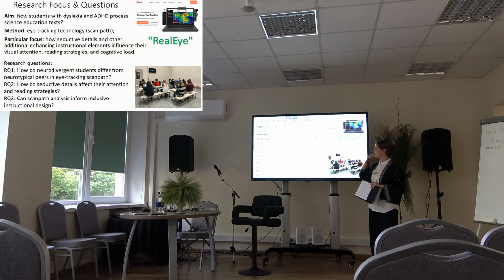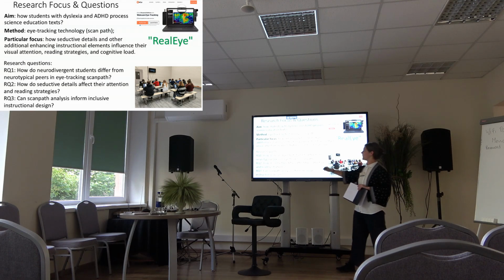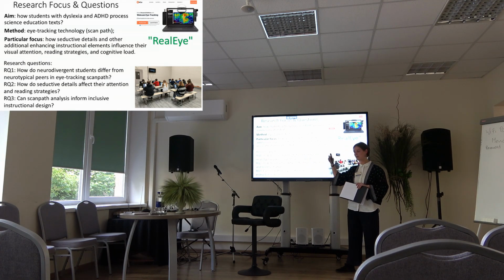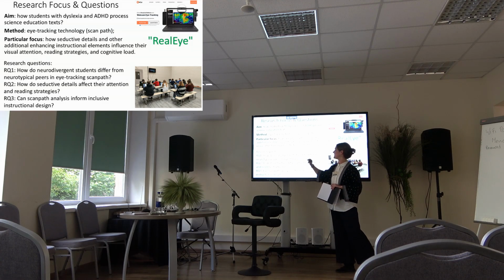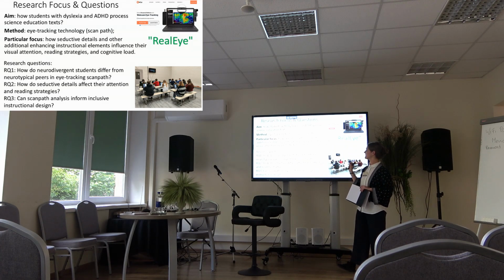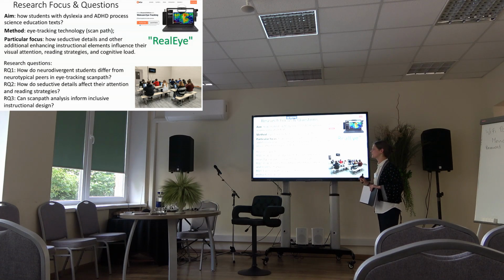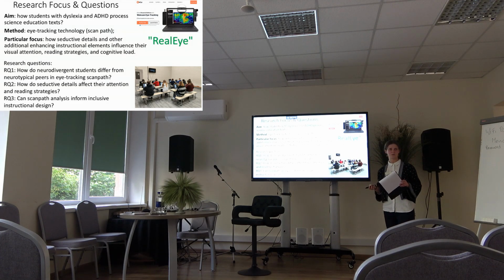There are three research questions. First, how do neurodivergent students differ from neurotypical peers? Then, how do seductive details affect their attention? And the third one is, can the scan path actually be informative to us?